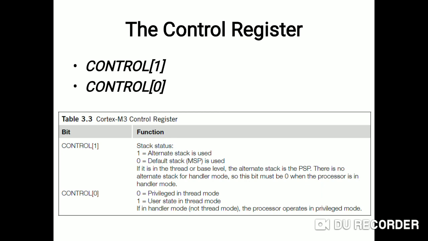Aside from writing to this register, another way to change this bit is to change bit 2 of the LR when the exception is returned. So, control 0, the next bit. The control 0 bit is writable only in a privileged state. Once it enters the user state, the only way to switch back to privileged is to trigger an interrupt and change this in the exception handler. To access the control registers in C, the following CMSIS functions are available.